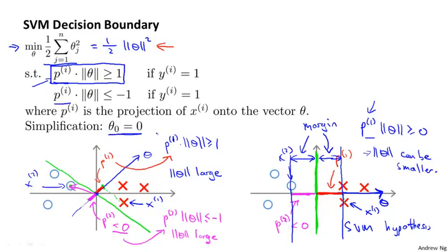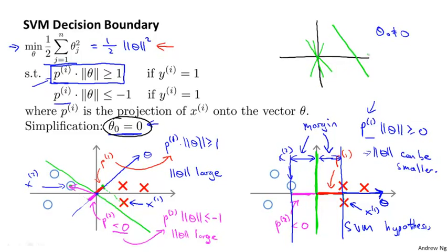Finally, we did this whole derivation using this simplification that the parameter theta 0 must be equal to 0. The effect of that, as I mentioned briefly, is that if theta 0 is equal to 0, we're entertaining only decision boundaries that pass through the origin, like that. If you allow theta 0 to be non-zero, then you entertain decision boundaries that do not pass through the origin, like that one that I just drew.